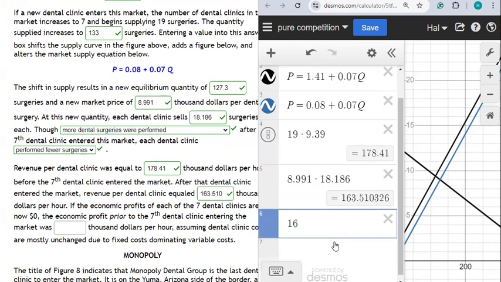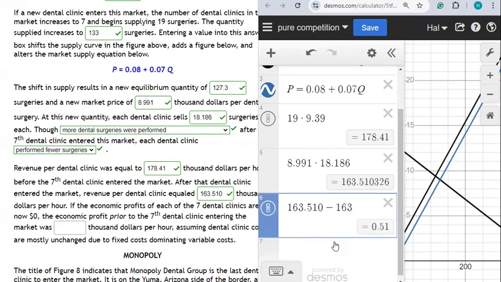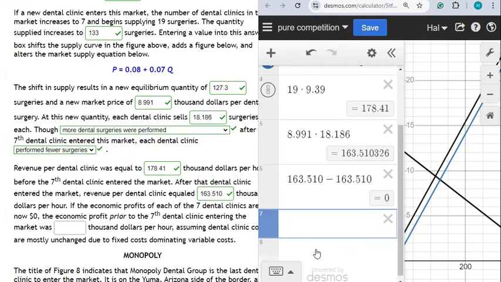So their revenue now is 163.510, and their economic profit is now 0. Their cost must be 163.51. So if I take the revenues, their incomes, their total sales, the total amount of fees collected, 163.51, and I subtract off their expenses, their costs, and that difference is 0, that must mean the cost of running the dental clinic in Los Algodones, Mexico is that number.